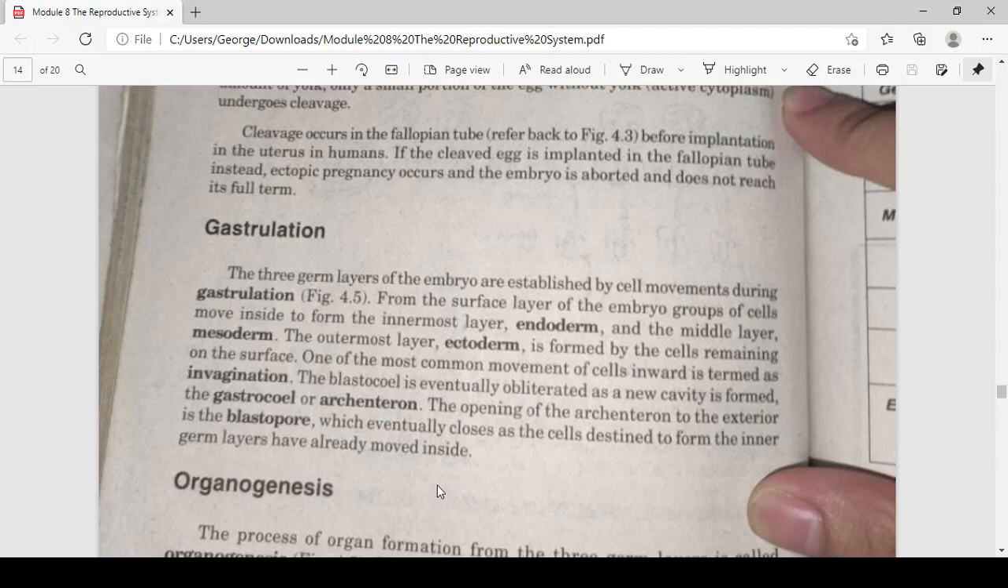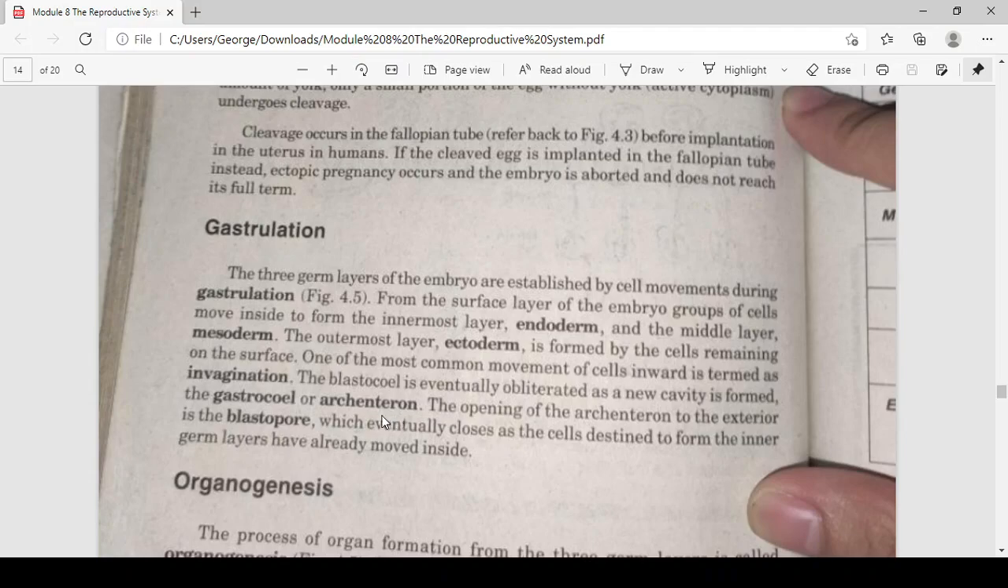From the surface layer of the embryo, a group of cells move inside: the innermost layer of your endoderm, the middle layer of your mesoderm, and the outermost layer of your ectoderm. The ectoderm is formed by the cells remaining on the surface. One of the most common movements of cells inward is termed your invagination.